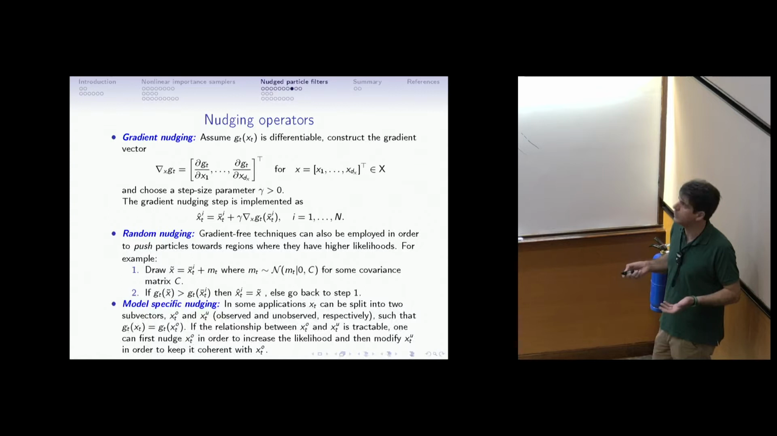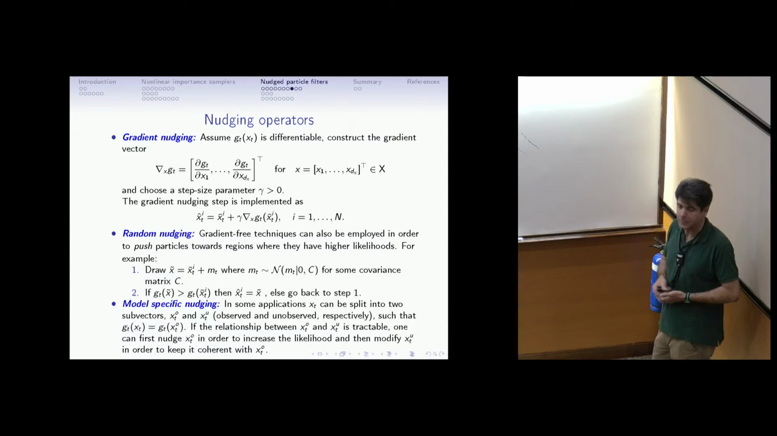Here, you will have to tune the size of these steps. So you have a parameter to be tuned, which is this gamma. And performance may be sensitive to the value of this gamma. Something else you can do, if you want to make it more automatic, is some random nudging. For each particle you want to nudge, you just add some noise and check whether the point where you are moved to is a bit better than the old one. If it is, you can keep it. Otherwise, you try again. The problem here, of course, is that the running time becomes random.